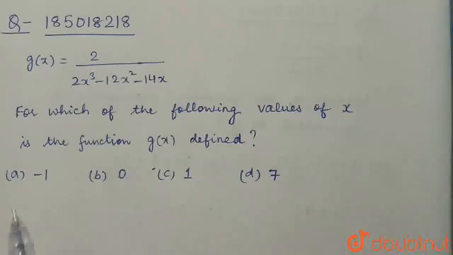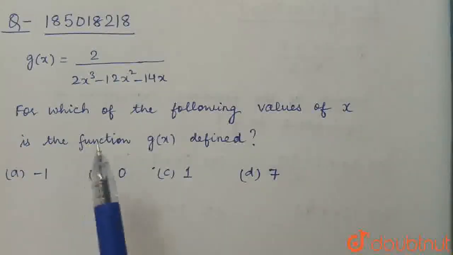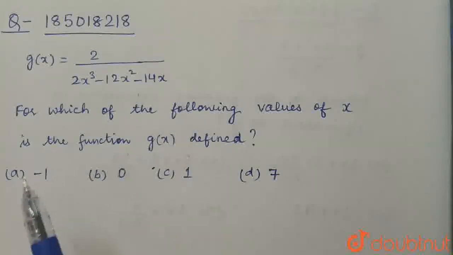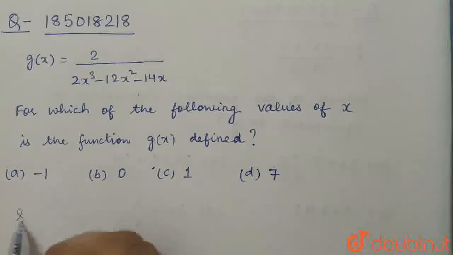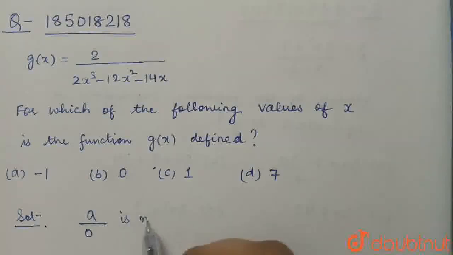Our question is g of x is equal to 2 upon 2x cube minus 12x square minus 14. Which of the following values of x is the function g(x) defined? So now our solution is, as we know that the division by 0 is not defined. That is, any number divided by 0 is not defined.